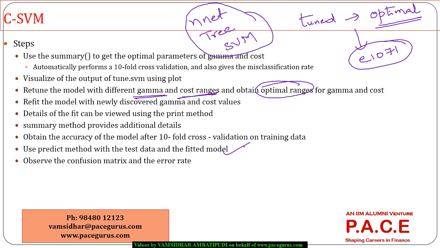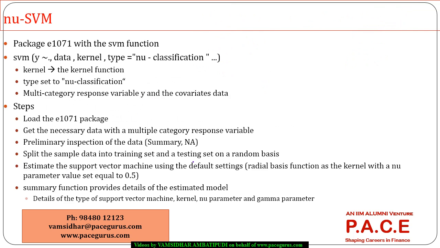Finally, do the prediction with the model and the test data. Look at the confusion matrix, and based on that, narrow down on what is the error rate and what is the accuracy associated with the model. So that's the typical process you need to follow for multi-category classification.